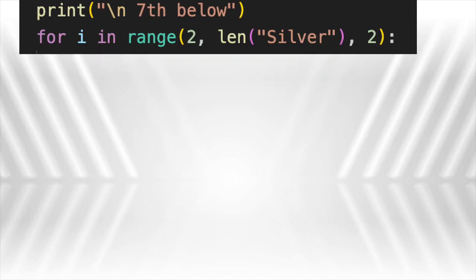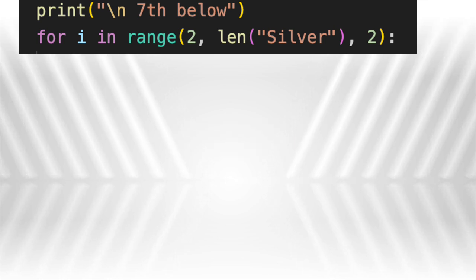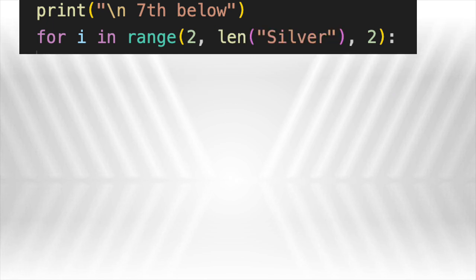Similarly, with a step value, you will be skipping over numbers based on that value. Here, the word silver has a length of 6. We're starting from 2 and using 2 as a step, so only 2 and 4 are printed. 5 cannot be printed as the step does not allow it, and 6 cannot be printed as it is the end value, which is exclusive.